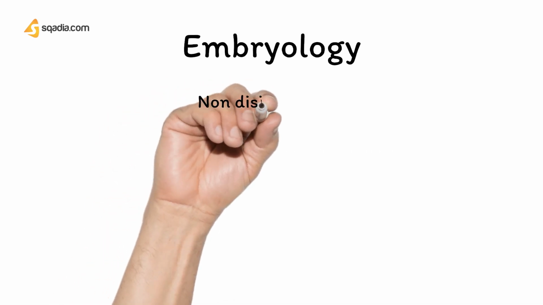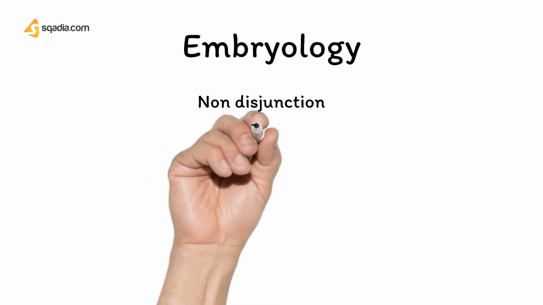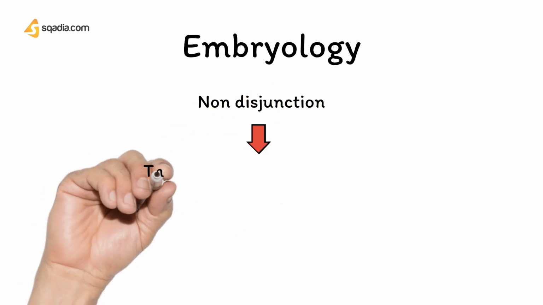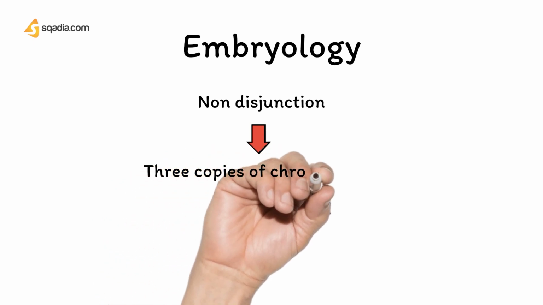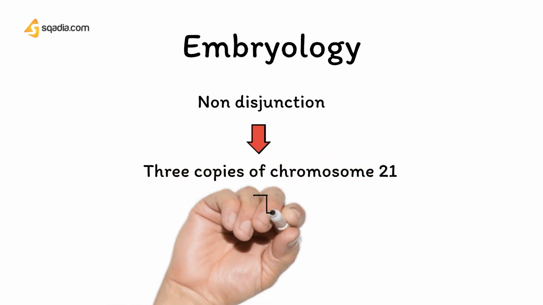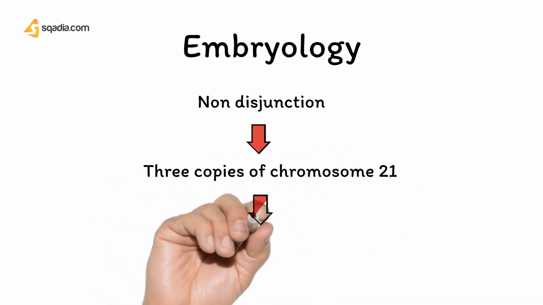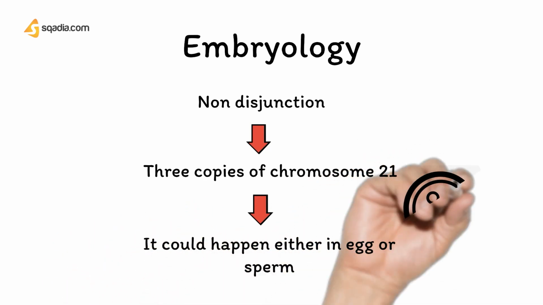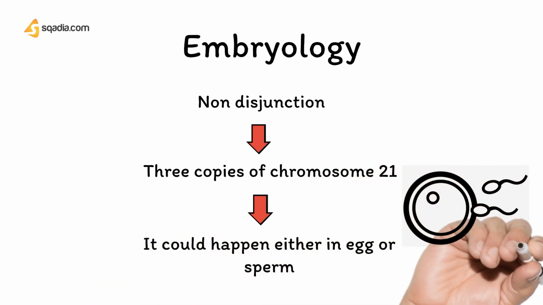So let's have a look into the deep embryology of Down syndrome. Down syndrome is usually caused by an error in cell division, which is called non-disjunction. Non-disjunction results in an embryo with three copies of chromosome 21 instead of the usual two copies. This can occur either in a sperm or in an egg, and a pair of 21st chromosomes fails to separate from the egg or the sperm.